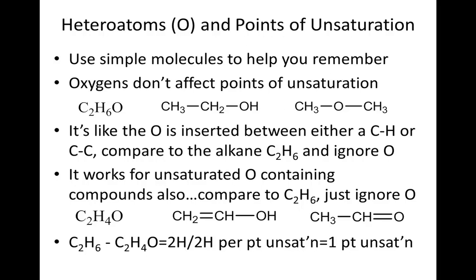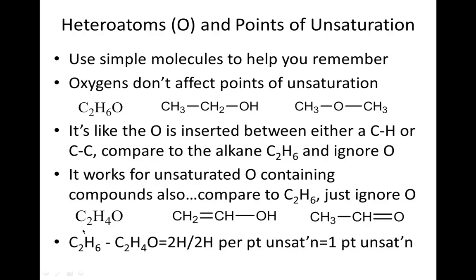So if you have the formula C2H6O, then you could either put the oxygen in between the carbon and the hydrogen, or you could put it between the 2 carbons. But because oxygen needs 2 bonds, it's not like you need to add or take away any hydrogen. In other words, you can pretty much ignore the oxygen when you figure out points of unsaturation. You just pretend like it's not there, and it won't affect anything, even if you have a double bond.